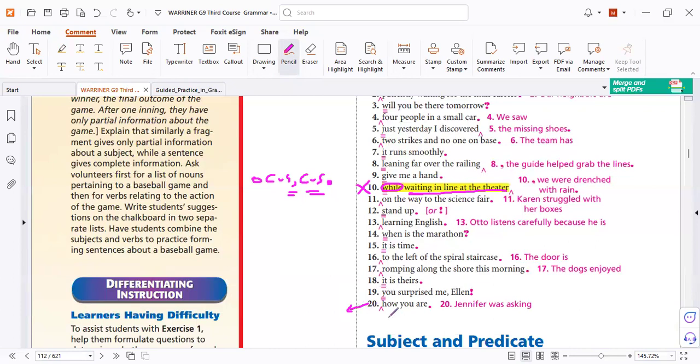Here, for example, how you are. Who asks you? So there is no subject. But when I say Jennifer was asking, now it's clear how you are. If Jennifer was asking how you are, so I am telling you that Jennifer asked me. So Jennifer was asking how you are. When you add subject and verb, it's going to be a sentence, not a fragment.